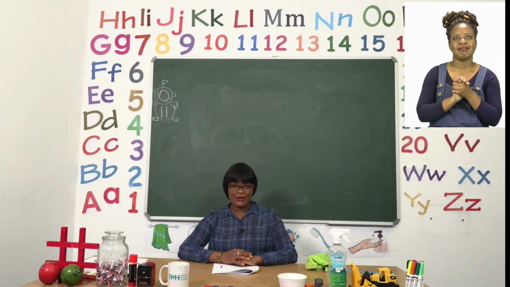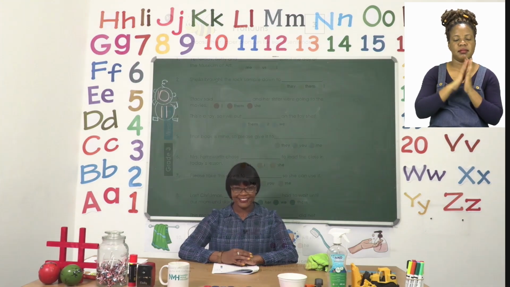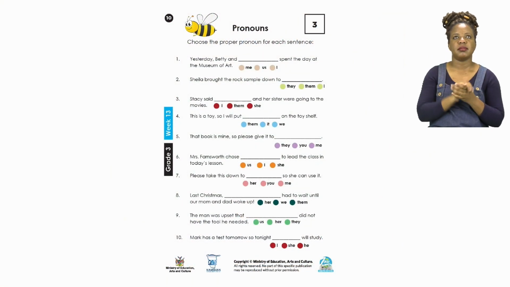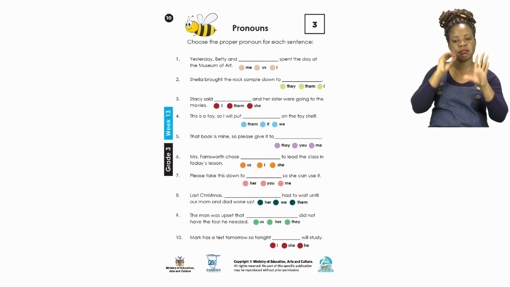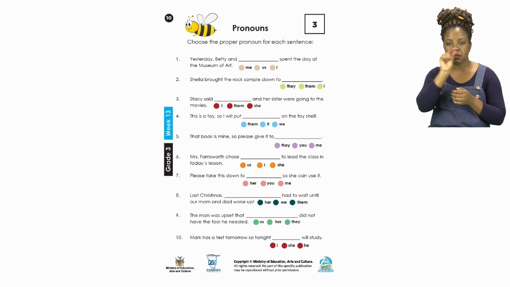Now, boys and girls, for our English, let's move on to page 10. On page 10, we are going to be doing pronouns. Remember, a pronoun is a word that can replace a noun. So we are going to use a pronoun to replace, or rather complete, the sentences. It says we must choose the proper pronoun for each sentence.